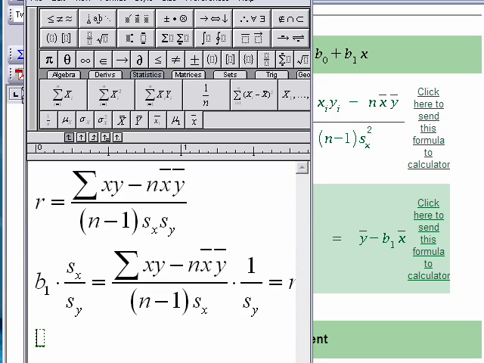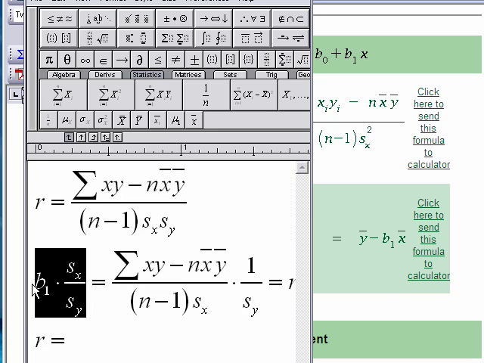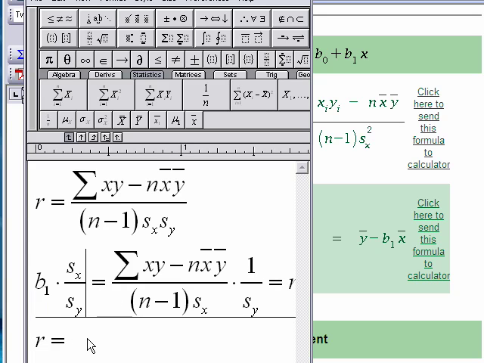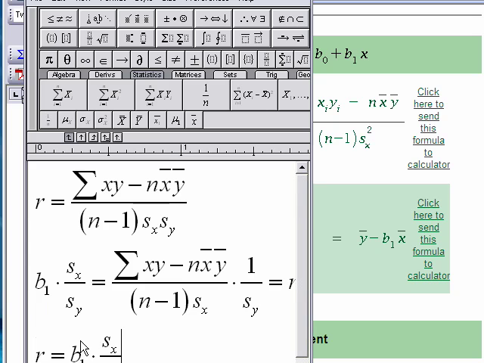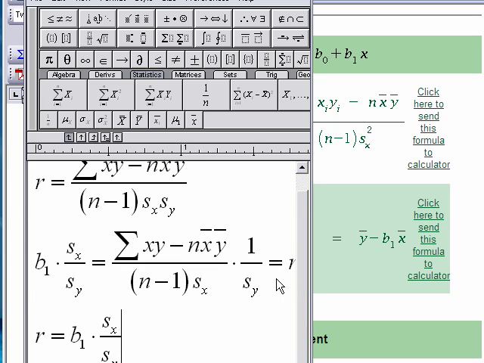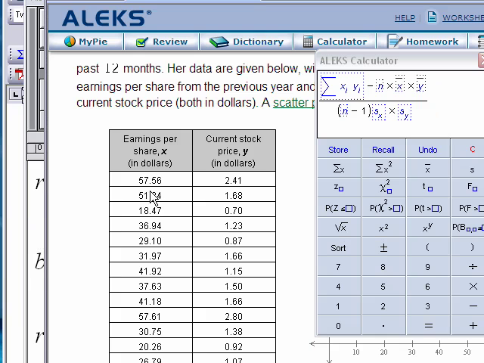So this is a formula that I sent to you, I believe, in an email. So r is equal to b1 times s sub x over s sub y. And you say, well, Donna, why did you need that? Well, I did not have that summation formula for xy. See the formula here where it has summation xy? I did not have that column in Alex. I did not have an xy column. If I did, it's a different way to do it. And I think I do that in part 2.